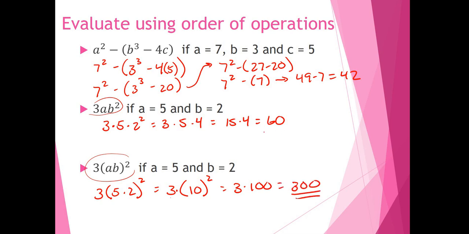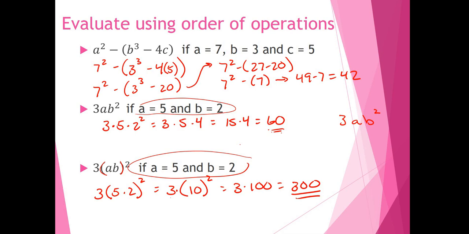So take a look at these two problems. Adding a simple parentheses changes the problem completely. What I would like you to do is to use this same starting point. See if you can put a different set of parentheses in a different position. I put the parentheses around the AB, and see how that changes the answer, still using A equals 5 and B equals 2. So do that on your own before you come to class.